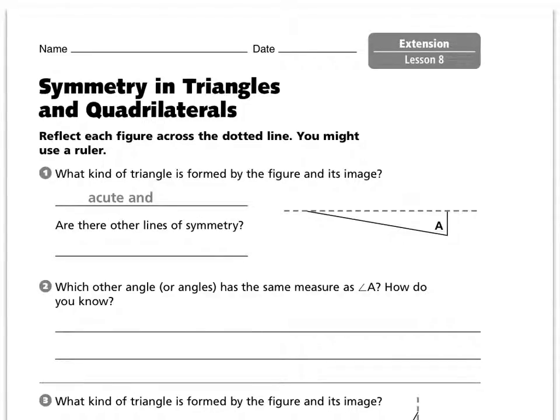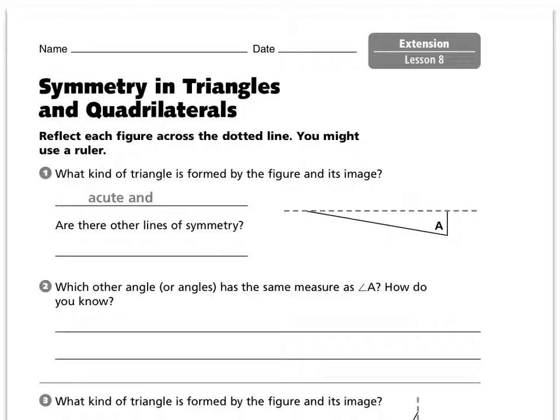Let's look at Chapter 4, Lesson 8 Extension, Symmetry in Triangles and Quadrilaterals. We need to reflect each figure across the dotted line. You can use a ruler in order to make it more exact. So the first question says, what kind of triangle is formed by the figure and its image? So go ahead and draw its image.